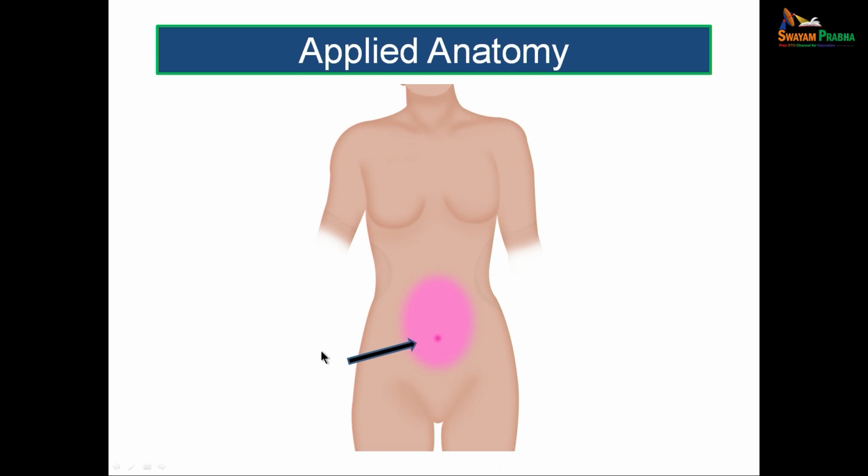Referred pain, as we talked about in the nerve supply of the appendix, will be referred to the umbilical region, because the appendix is supplied by the 10th spinal segment, the sympathetic supply, and the umbilical area will receive somatic fibers from the same segment. So, pain is referred from the appendix to the umbilicus initially. Later, the pain shifts to the right iliac fossa when the parietal peritoneum gets affected.